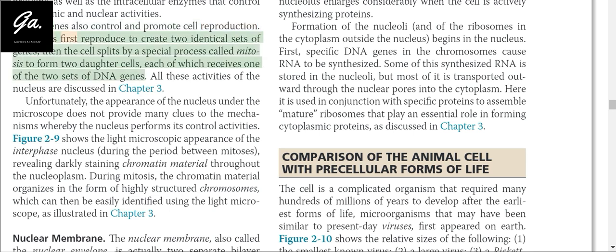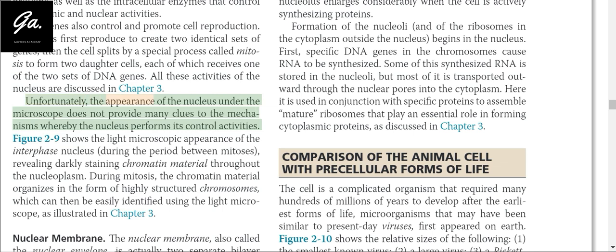The genes first reproduce to create two identical sets of genes. Then the cell splits by a special process called mitosis to form two daughter cells, each of which receives one of the two sets of DNA genes. All these activities of the nucleus are discussed in Chapter 3.